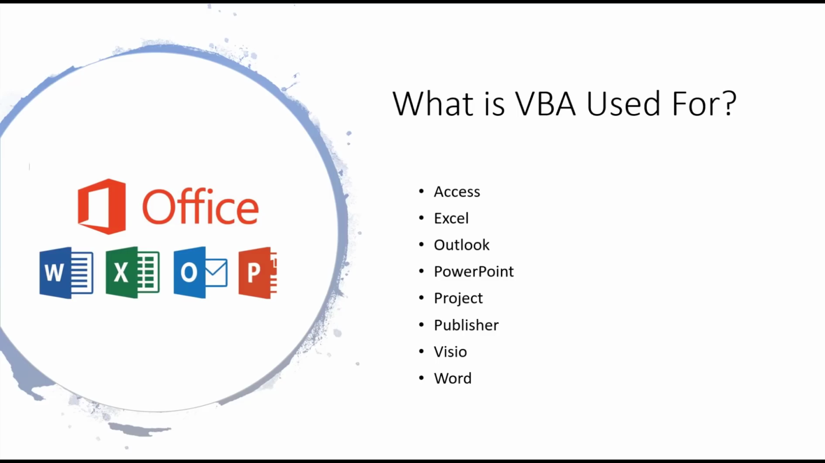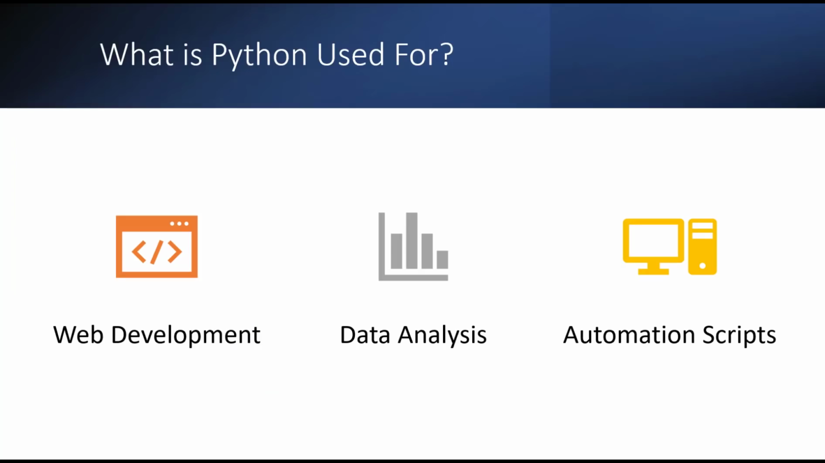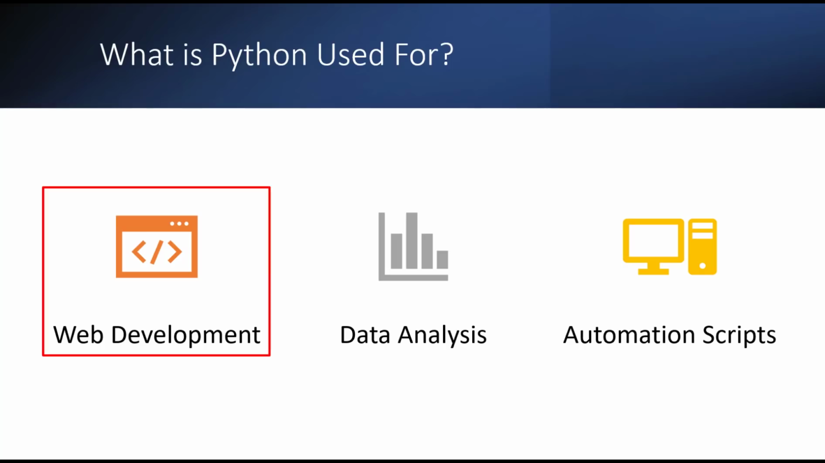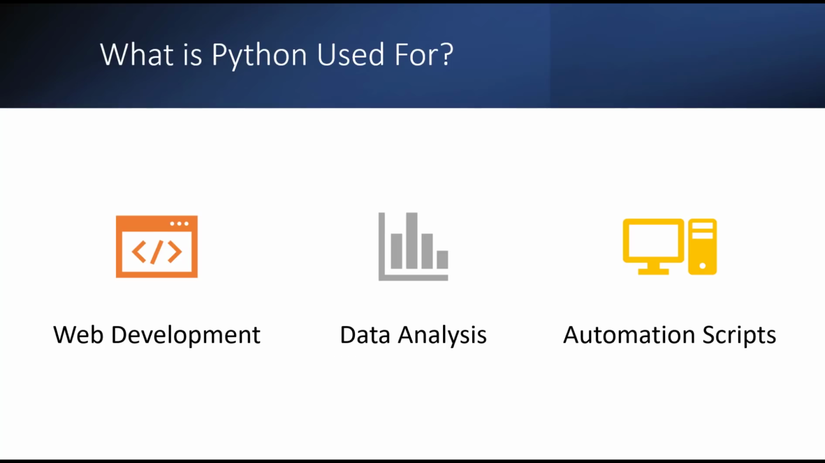Now, what is VBA used for? So VBA is used primarily for Excel. Secondary, it will be used for Access. Then for all the other applications which it's available, it's not really used that much at all. Whereas Python has much more general applications. So Python is used for web development, data analysis, and automation scripts. So these are kind of the main uses of Python. It can be used for many other different applications, but this is what it's primarily used for.